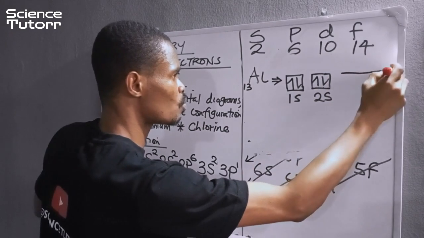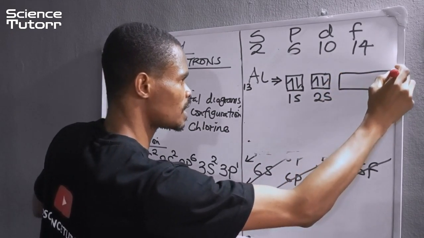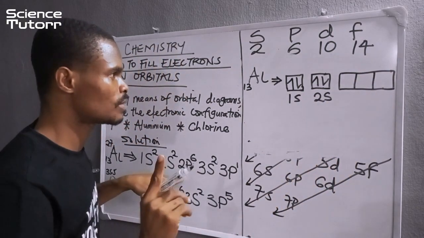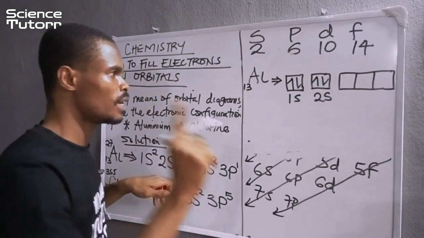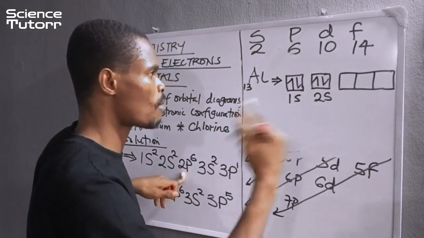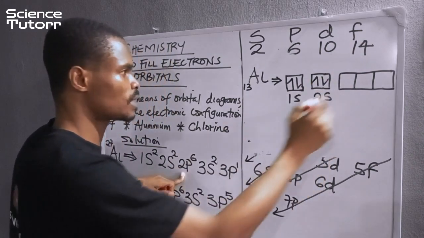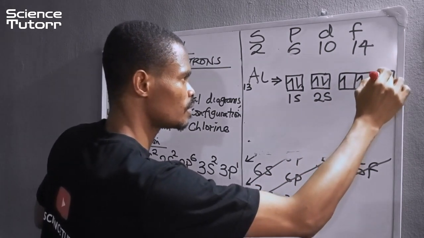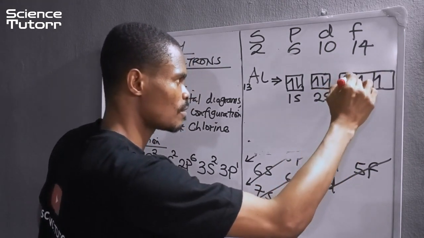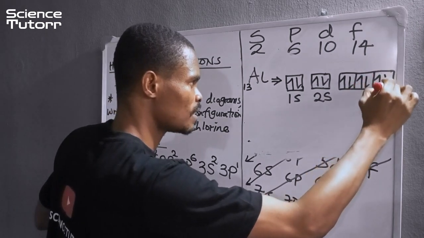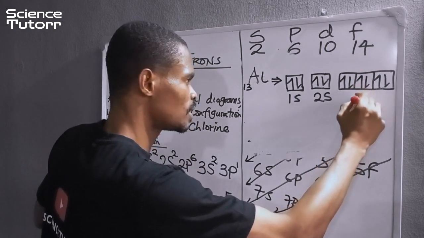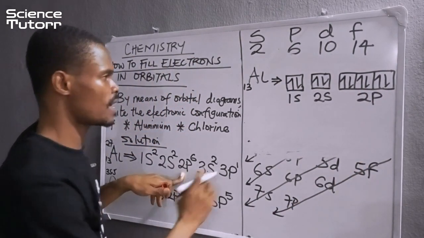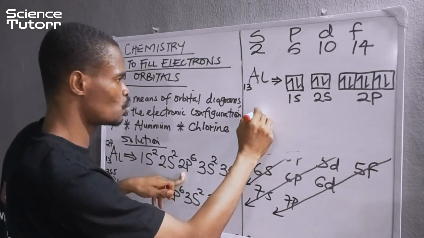The p orbital will have px, py, and pz holding a maximum of 6 electrons. According to Hund's rule, electrons will be filled singly first before pairing. So this is how we fill 2p6: 1, 2, 3, then we pair 4, 5, and 6. So this represents 2p. The next higher energy is the 3s, and s has just 2 electrons.